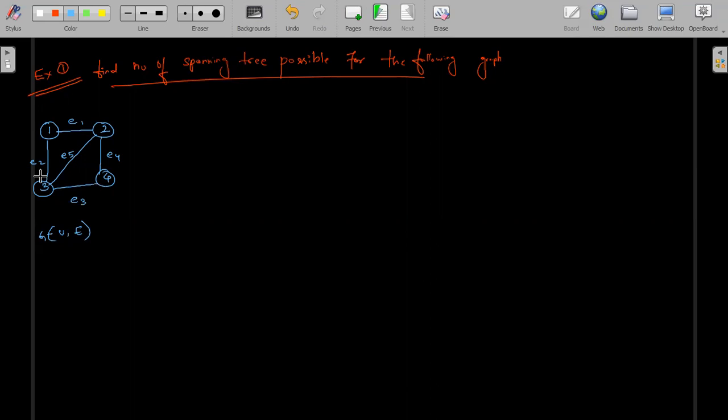I just said what a spanning tree is and what conditions you have to follow to get one. All those things I explained. Now, how many spanning trees are possible with this particular graph? Now everybody observe here.